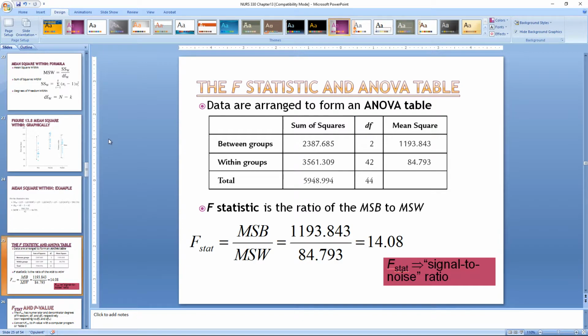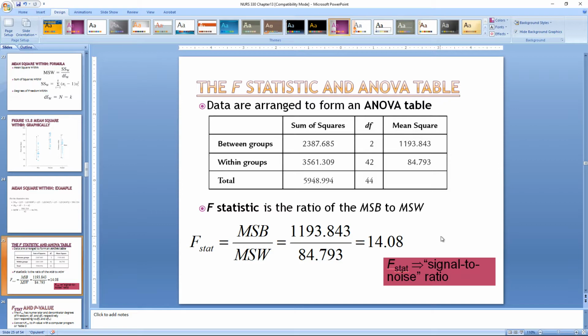So now, taking all that information that we just calculated, the mean squared between and the mean squares within, we calculate our F statistic. Our F stat, remember, is equal to the MSB over MSW. When we divide these out, we get an F stat of 14. This is called the signal to noise ratio. It's called our F stat, signal to noise ratio.